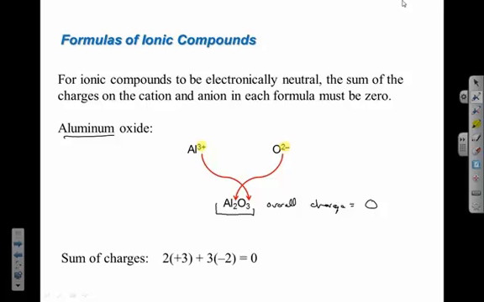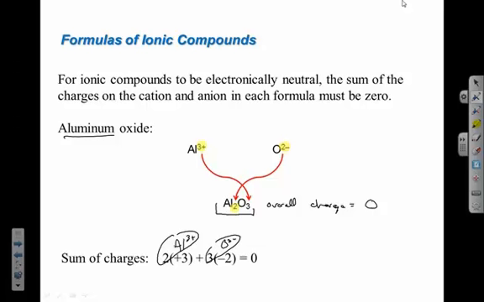So then I just need to organize these in a way that gives me a formula. A quick shortcut is to take the charge of one and make it the subscript for the other atom, and then take the charge of this atom and make it the subscript for the opposite atom. That gives me 2 aluminums. The 2 here means the number of aluminums, and I have 3 oxygens. So 2 times a +3 and 3 times a -2 gives me a total of +6 and a total of -6, and that all cancels out to give me 0.